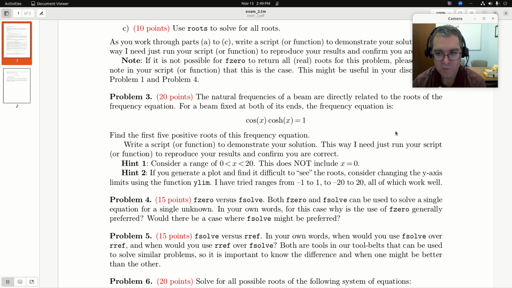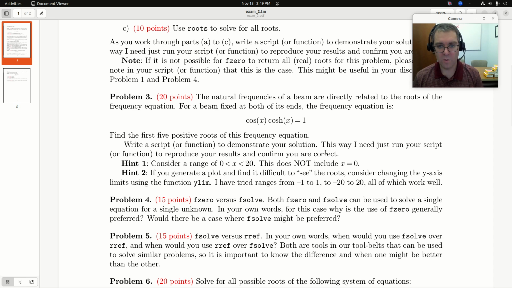We're asked to write a script just like the last one, and we're told to consider the range 0 less than x less than 20. The note is this doesn't include the root at x equals 0. The other note is if you generate a plot and find it difficult to see the roots, consider changing the y-axis limits using the function ylim. I tried -1 to 1 to -20 to 20, all of which work well.